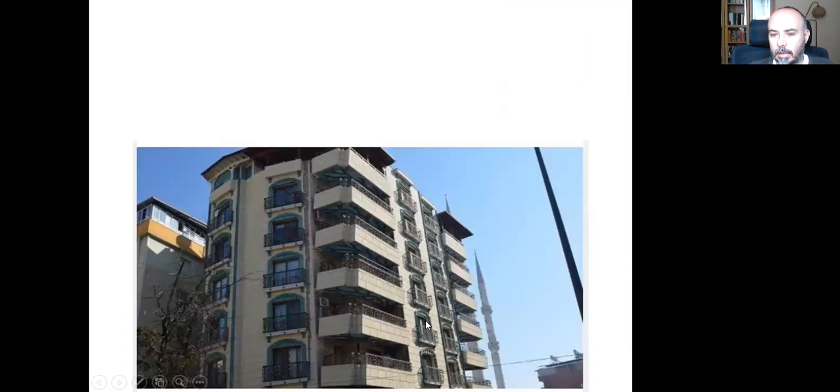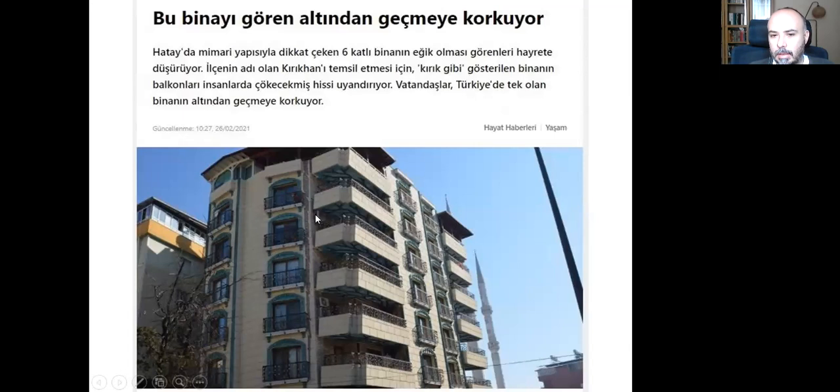And this is another example that I found in a newspaper. It says that this building is situated in one of the provinces of Hatay, a city in Turkey. The name of the province is Kırıkhan. Kırık means broken in Turkish. So the architects took this as a concept, and they thought it would be a very nice touch to design the balconies as if they are broken.